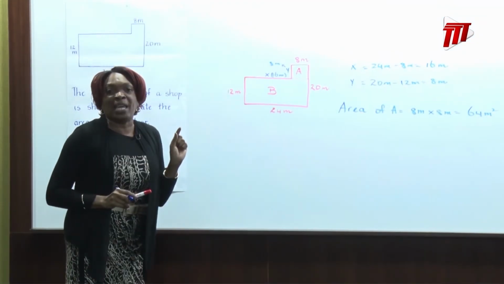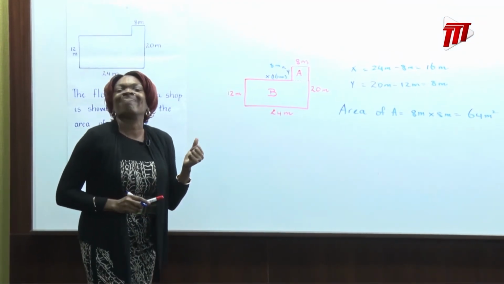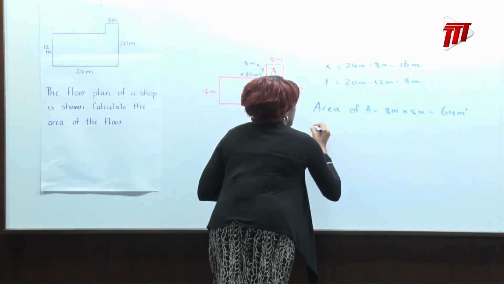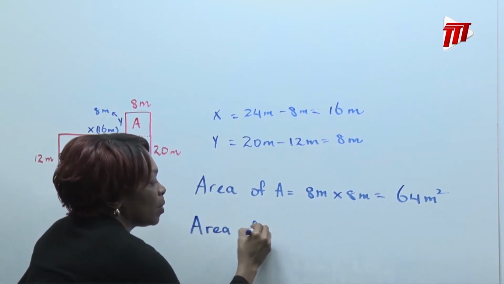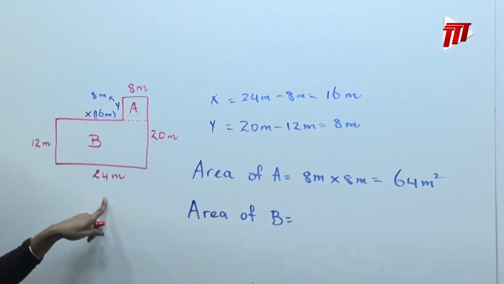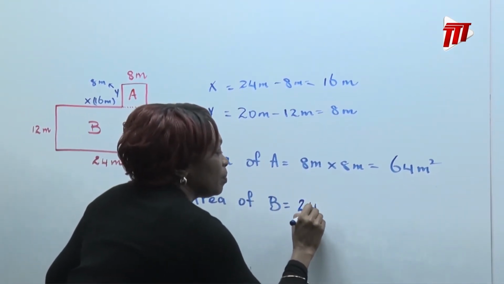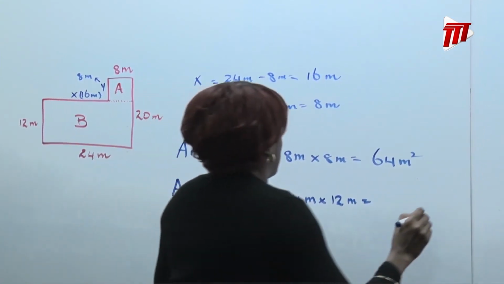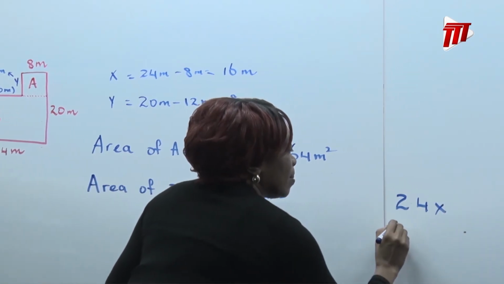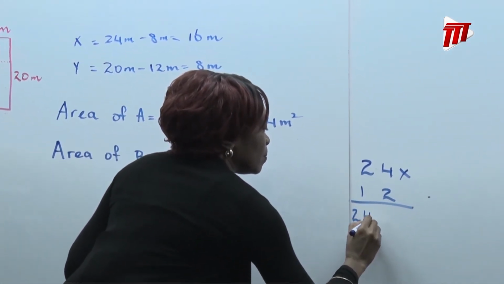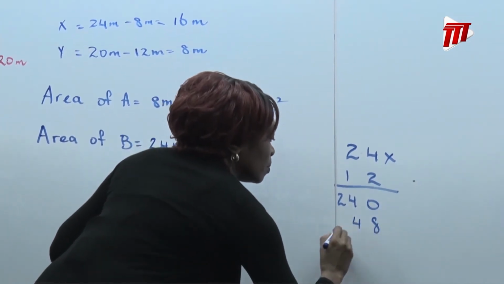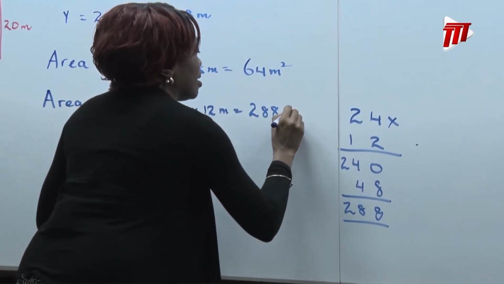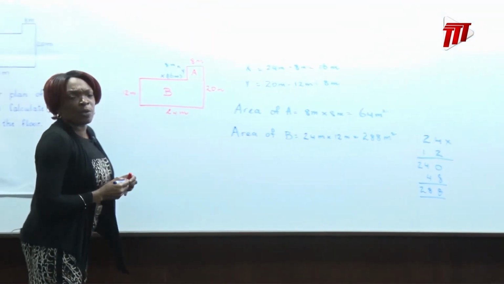So the area of B, which is a rectangle, what are we going to use as the rule? Length multiplied by breadth. So area of B, just look at your dimensions, 24 meters multiplied by 12 meters. So you're going to do our multiplication at the side. So we got 288 meters squared. Boys and girls, are you with me so far?